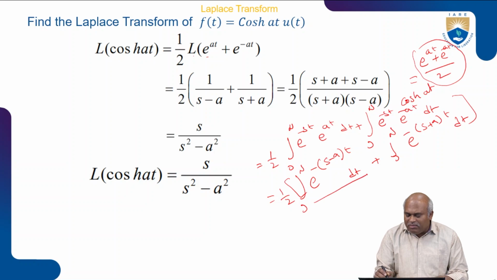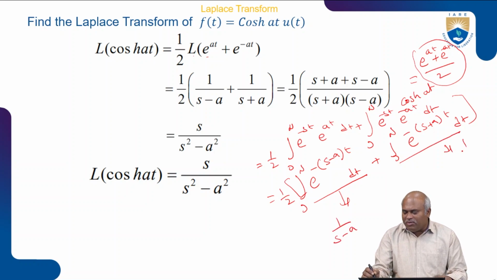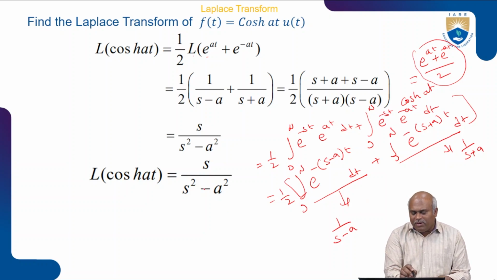So the Laplace transform of this integration is equal to 1 by s minus a. This term is represented as 1 by s plus a. This we studied in the last problem. Okay. So now I write the 1 by 2 common: 1 by s minus a plus 1 by s plus a. So I do the cross multiplication as well as the multiplication.